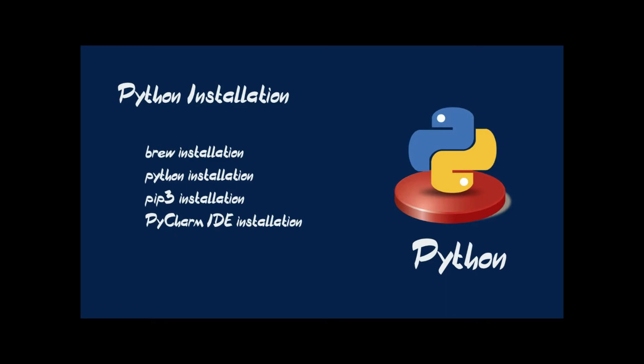Obviously Python installation. First we will install brew, how to install brew on Mac, and then we'll install Python, and after that we will see pip installation. So pip3, why pip3? Because we are targeting Python 3 over here. So for Python 3 we will install pip3. pip3 is nothing but a Python package installer.